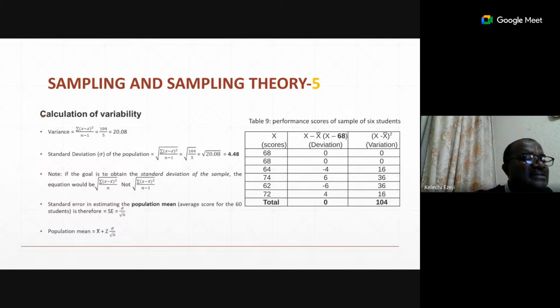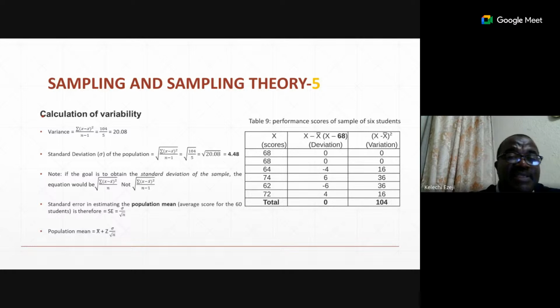I'll crave your indulgence to look at Table 9 that you see on your screen. Okay, so if we know that the mean score is 68, we can generalize this as the behavior of the entire class. Now, that is the mean score of these six. Let's take that as the mean score of the class.